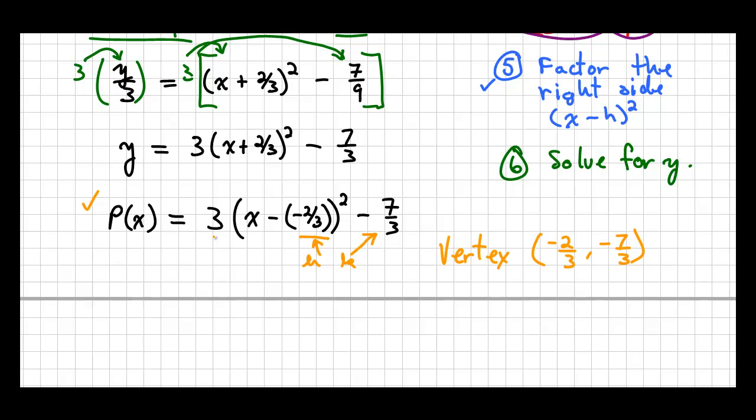It should open up, right, because this number a is positive. And because it's 3, it's greater than 1. It's providing a vertical stretch here. So it should be tall, skinny parabola that opens up with a vertex at negative 2/3, negative 7/3.